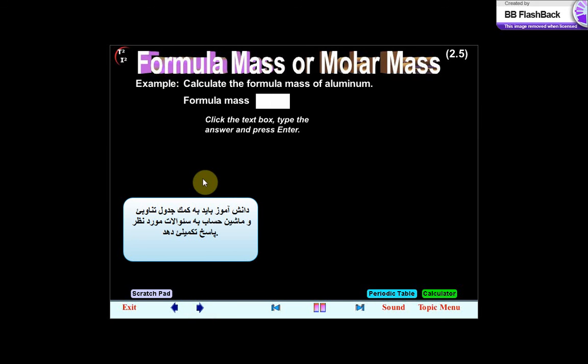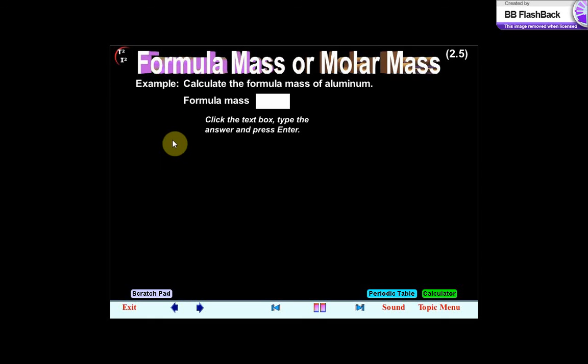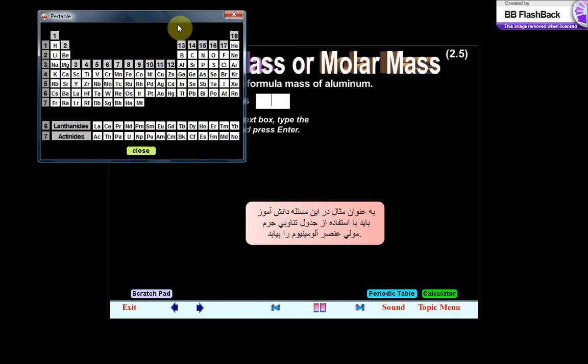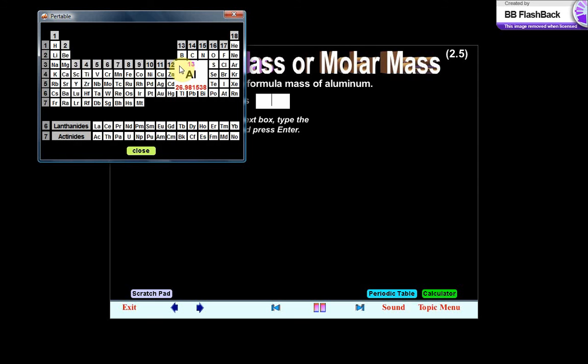The first example for an interactive problem asks students to calculate the formula mass of aluminum. How are they going to calculate? Well, aluminum is an element, so they will notice that they need the periodic table. There's a button over here. They can click on it and find aluminum. By pointing at it, you will see the atomic number and atomic mass number, which is 26.9. They can round it up to 27.